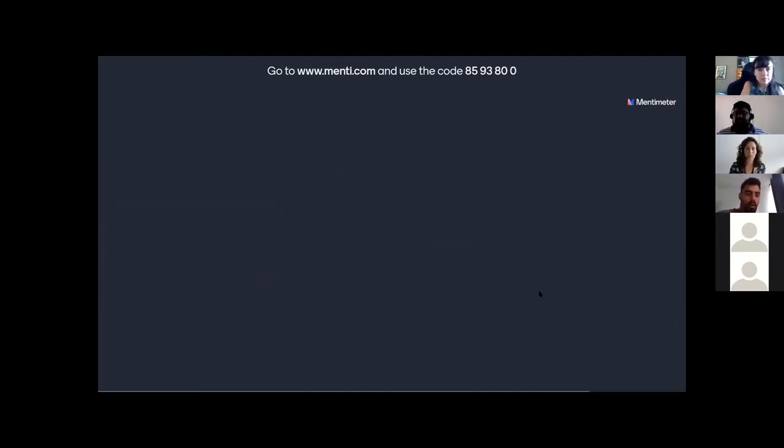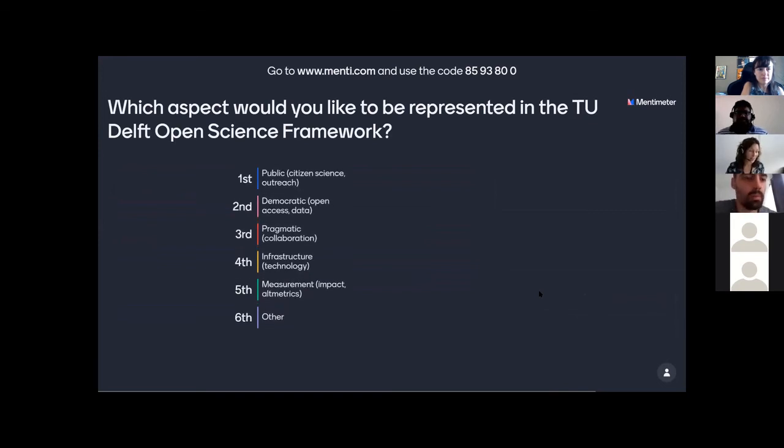This is really interesting. I wanted you to rank which aspect you would like to see represented in the TU Delft Open Science Framework or in this community. Which one do you think should get the most emphasis? And of course, we mentioned others as the sixth aspect. I would also take into account the comments you just mentioned. You said that these are really important, like education and all these aspects. So please vote for which one you would like to really be seen in our portfolio as the TU Delft Open Science community.